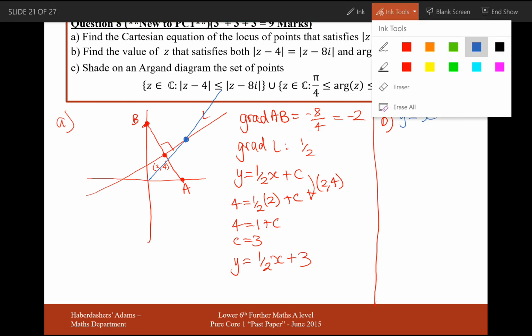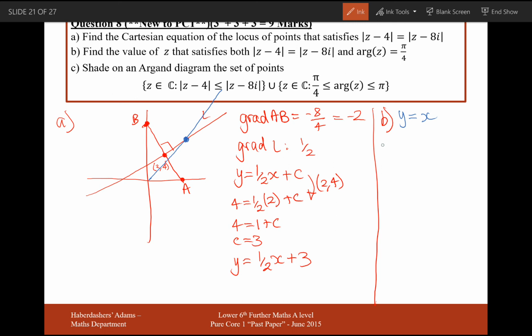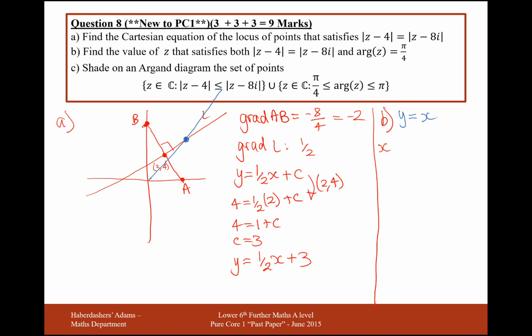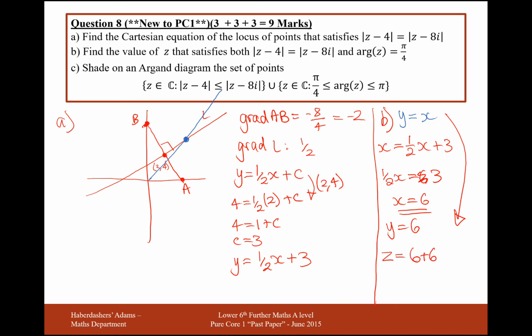So what we have to do here is just equate the two equations. So x equals a half x plus 3, so that means a half x will equal 3, so x equals 6. So the real coordinate is going to be 6, and the y coordinate from this equation here will also be 6. So find the value of z that satisfies these two. Well, z will equal 6 plus 6i.